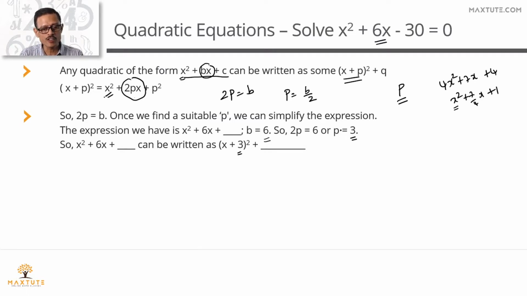How did we get the value of p? P is always equal to b by 2 if you write the equation in the form x square plus bx plus c. So you got the value of p as p equal to 3. So this x square plus 6x minus 30 is what we have.